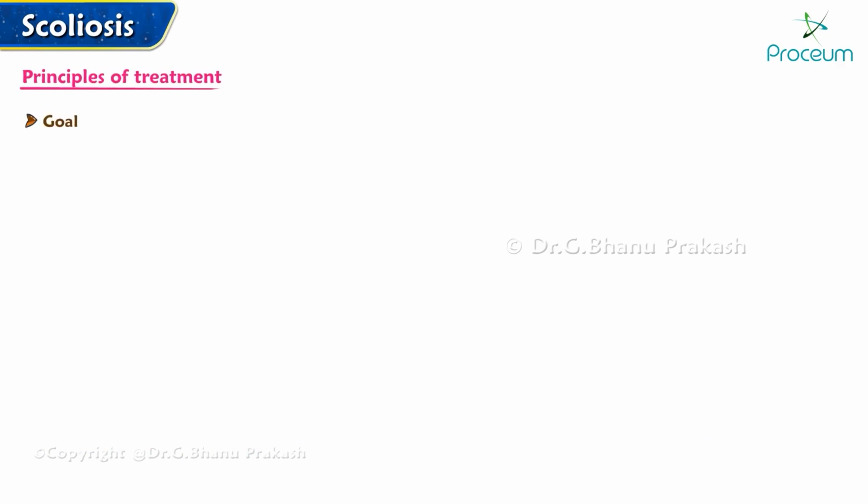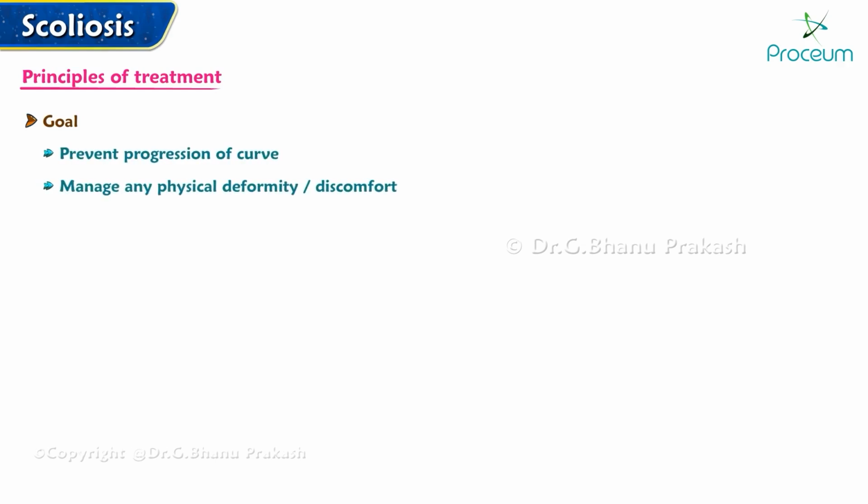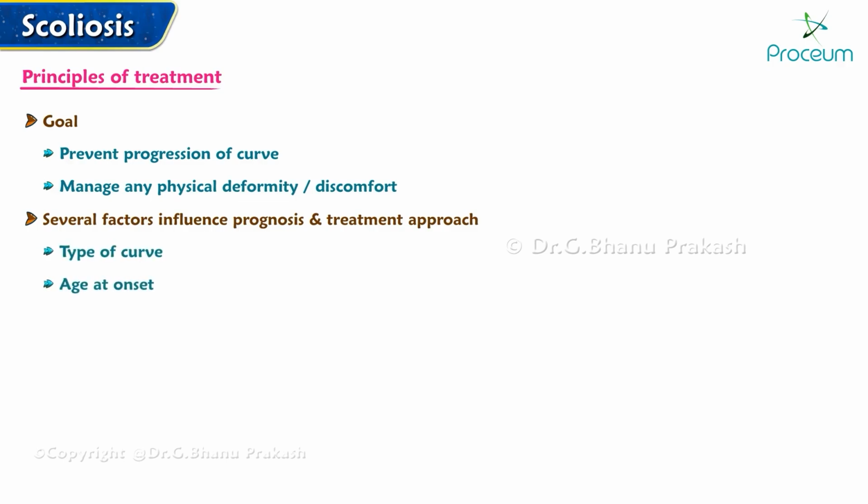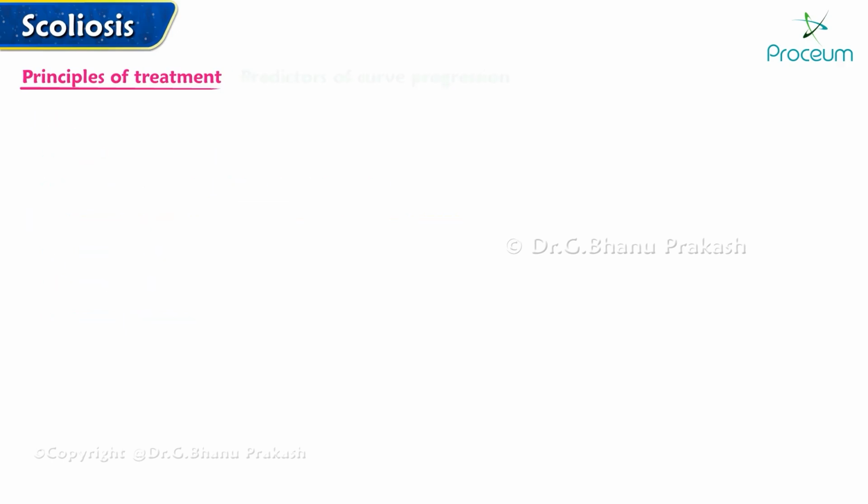The goal of scoliosis treatment is to prevent the progression of the curve and manage any physical deformity or discomfort it may cause. Several factors influence the prognosis and treatment approach, including type of curve, age at onset, and location of the curve. Here are the predictors of curve progression.